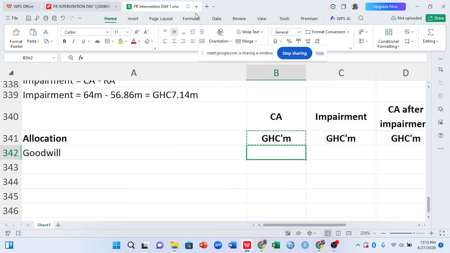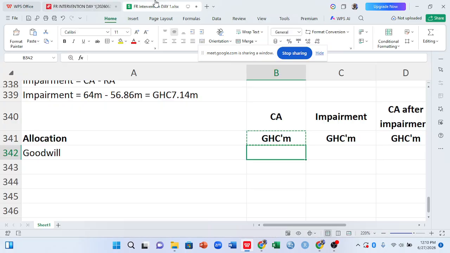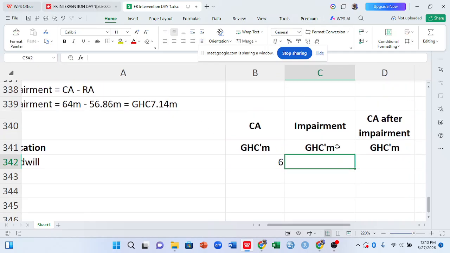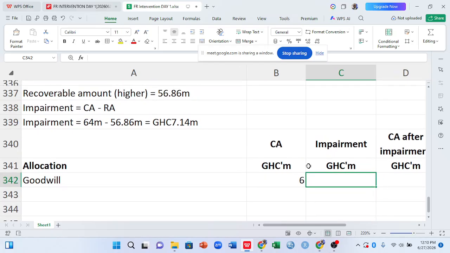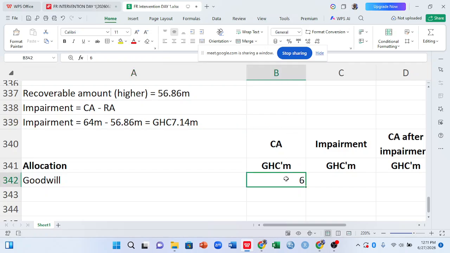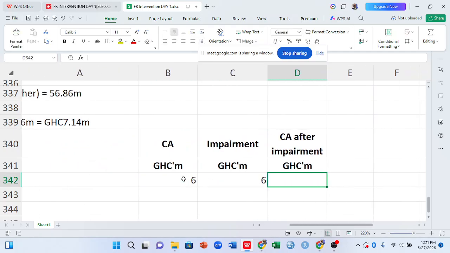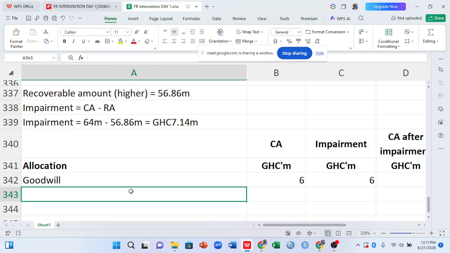So goodwill carrying amount is 6 million. We bring that here. So we say we allocate first to goodwill. We check the impairment we have, 7.14. Can it cater for goodwill? The 6 million. Can we deduct 6 million from 7.14? Will it be enough? Yes, it will be enough, and then some will be left. So we have done goodwill.